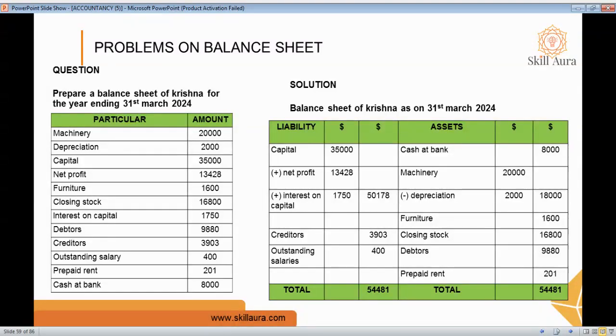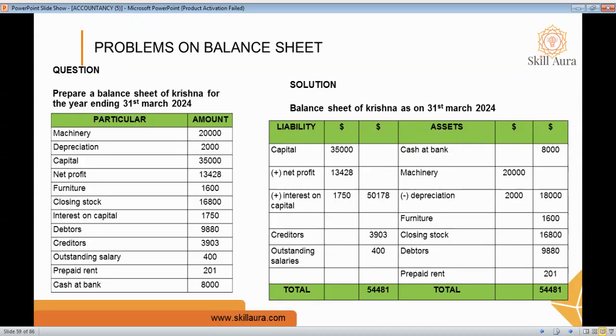Okay, it comes under the asset, and then interest on capital is a liability, and the debtors will come under asset, and the creditors will come under the liability, and the outstanding salary is also a liability, and the prepaid expenses and the cash at bank are assets. So we have to analyze which are the assets and which are the liabilities, and then we have to apply them in the table format, and we have to add all this.